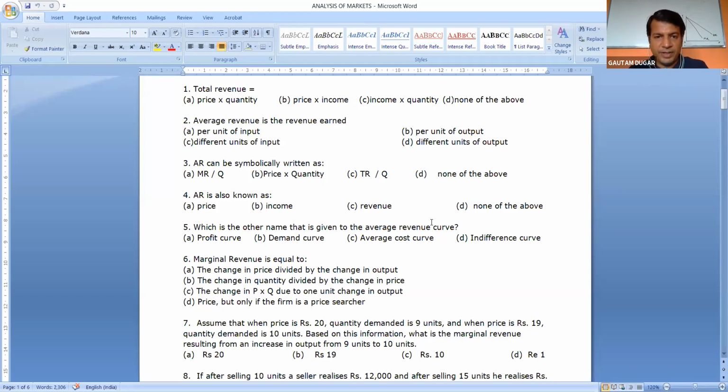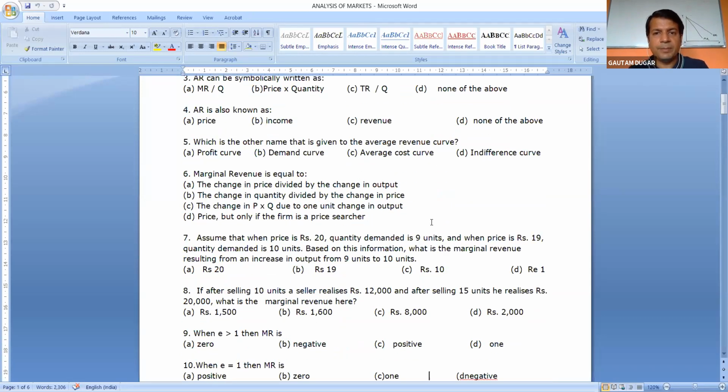Next, number 5, which is the other name that is given to the average revenue curve? We said average revenue curve is nothing but the demand curve, from the consumer's point of view. So 5 is B, demand curve.